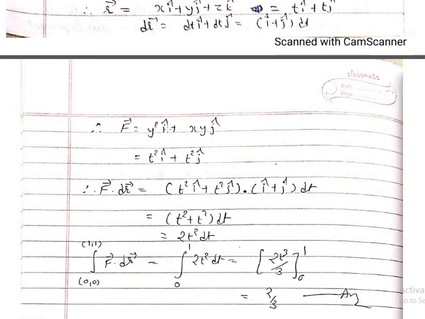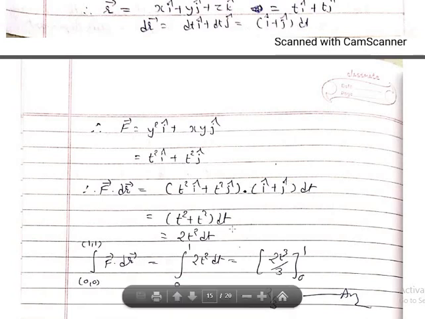In the same manner, f bar is equal to y square i plus xy j. So putting y is equal to t and x is equal to t, that will give you t square i plus t square j, and therefore f dot dr will be (t square i plus t square j) dot (i plus j) dt. Taking the dot product, t square into 1 plus t square into 1, and that will give you 2t square dt.